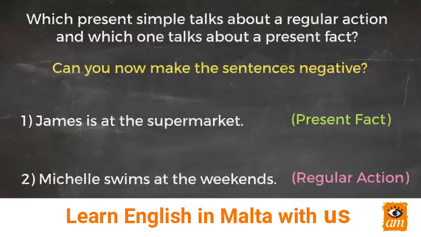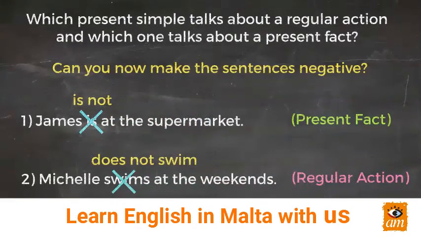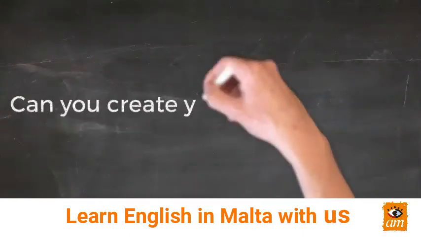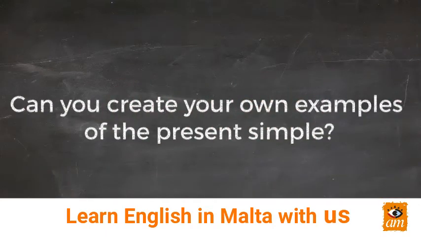That's correct. For the first one, we cross out is and we write James is not at the supermarket. For number 2, we cross out swims and we write Michelle does not swim at the weekends. Can you create your own examples of the present simple?